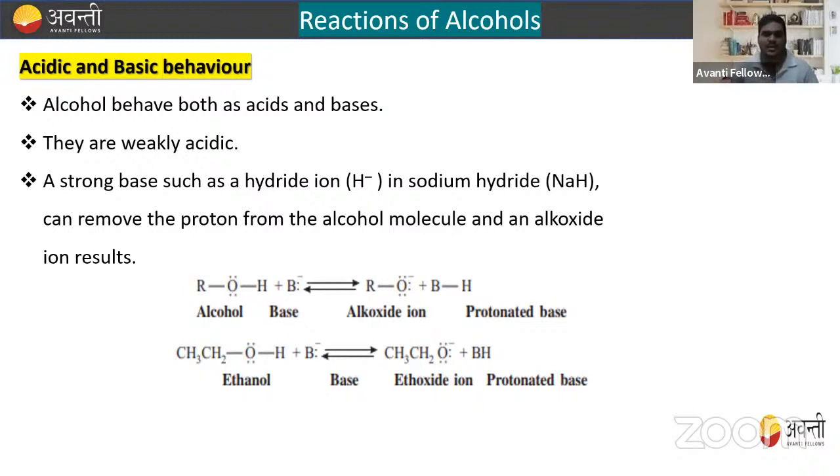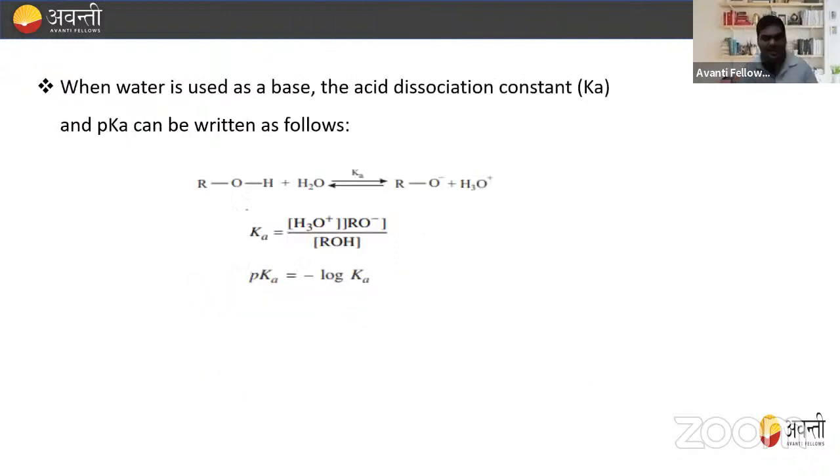For example, here we can say that this is nothing but alcohol, ROH. Now, in presence of some base, they will form alkoxide ion, right? For example, we have CH3CH2OH in presence of some base B. So it will convert into ethoxide ion, and the protonated base is formed.